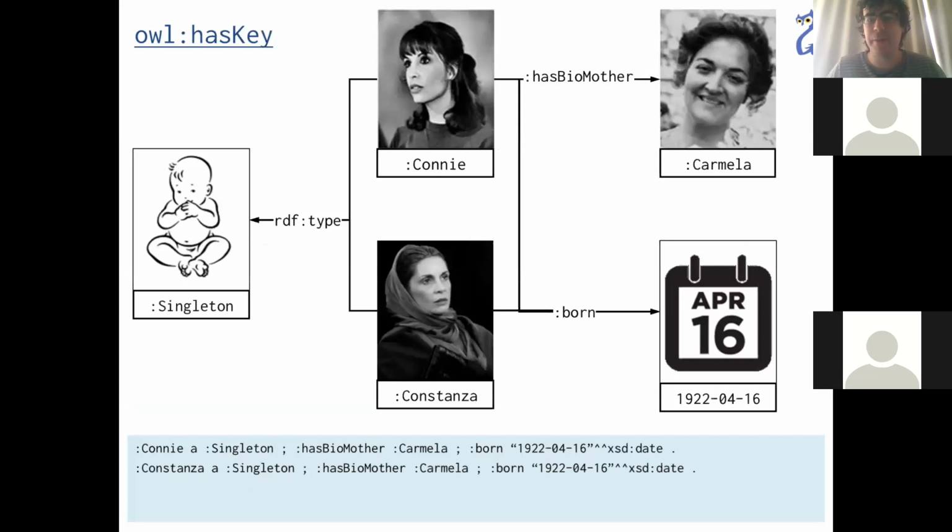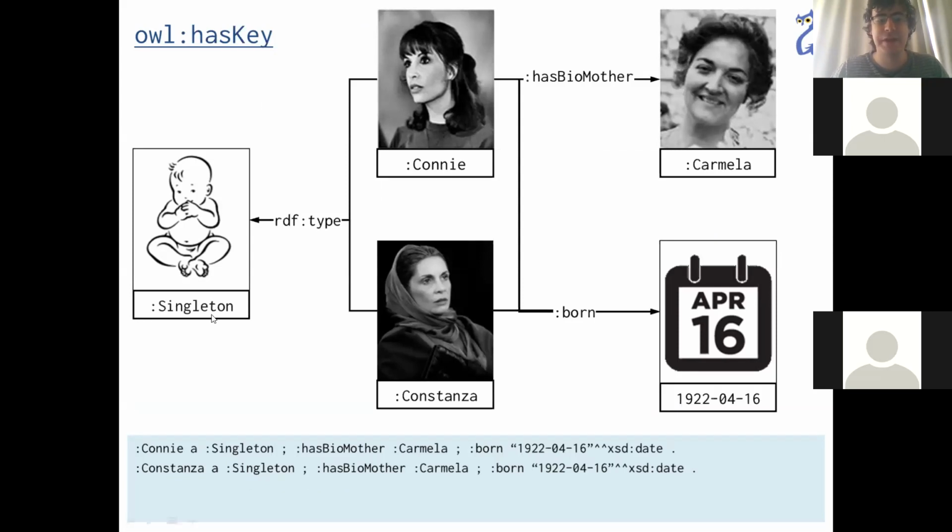A slightly more complex, but relatively intuitive feature is has key. So we can define somehow that instances of a certain class are defined by the values on a certain set of properties. So we have this rather strange class called singleton, which I'm going to refer to as a sort of lone birth. So you're not a twin, you're not a triplet, you're not born together at the same time with your siblings, you're born alone.